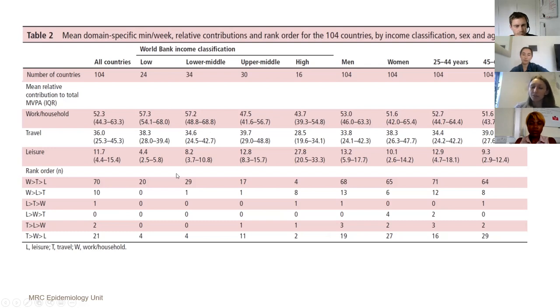If all these mean differences are a little bit too much, another way of thinking about it is the rank order of the domains. This shows the number of countries that had their mean work higher than their mean travel, which was higher than their mean leisure. That applied to 70 of the 104 countries, and a further 10 just had leisure and travel swapped around. So for 80 of the 104 countries, work and household was the main contributor. For all other countries, except one, travel was the largest contributor. There was only one country where leisure was the largest contributor, and that was Kuwait, which we've already pulled out and discussed.